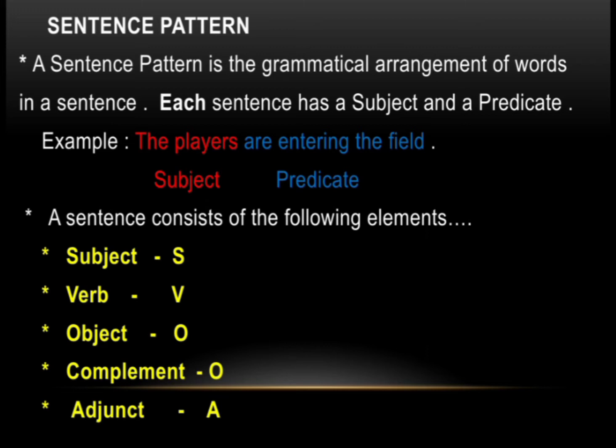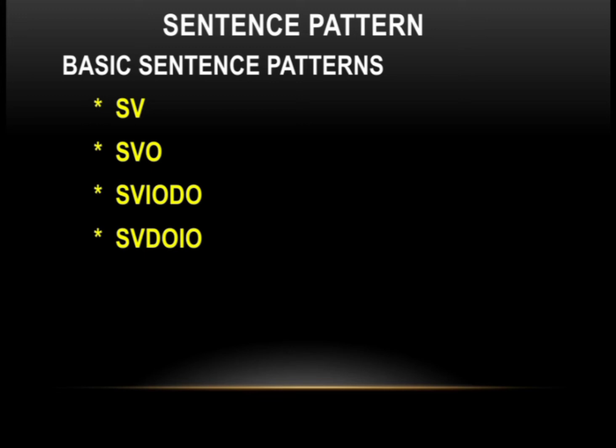Now let us see the basic sentence patterns. The first one, SV, SVO, SVIODO, SVDOIO, SVC, SVOC, SVA and SVOA. Now let us see this sentence pattern one by one.